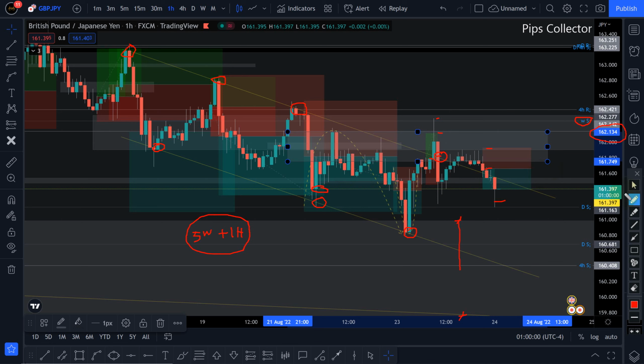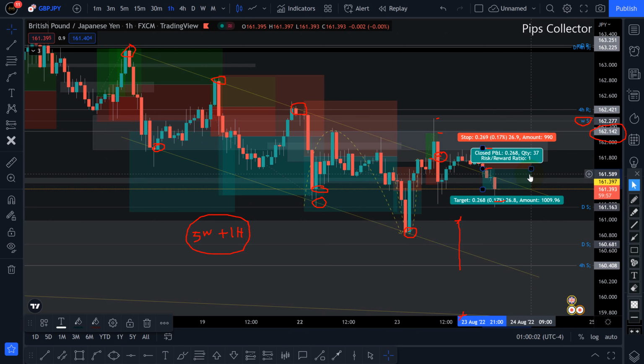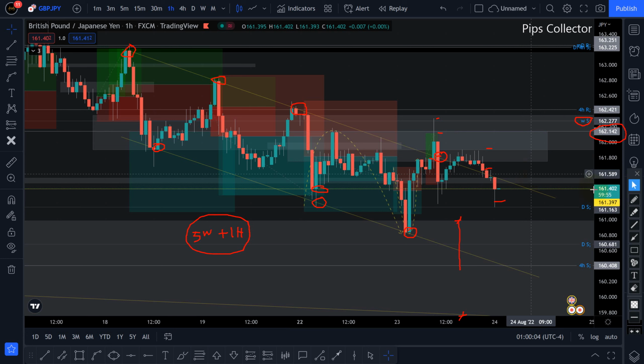But since I didn't take the trade, there's no need putting this here. I've got to take it out. Then again, look at this very well. Anybody who is waiting for this to create a top weak for them to take sells, okay for them, but I'm not taking any trade at the moment on British pound, Japanese yen, because look at where price came to react from. This daily support of 161.163 price level.